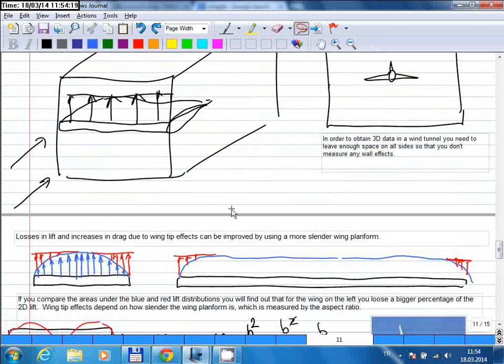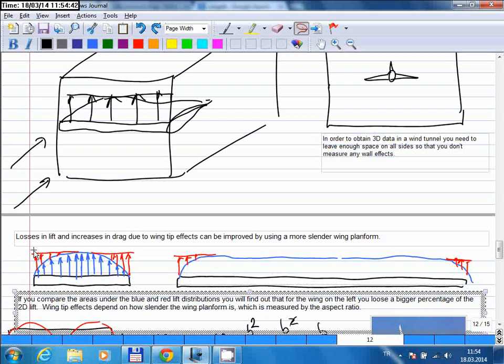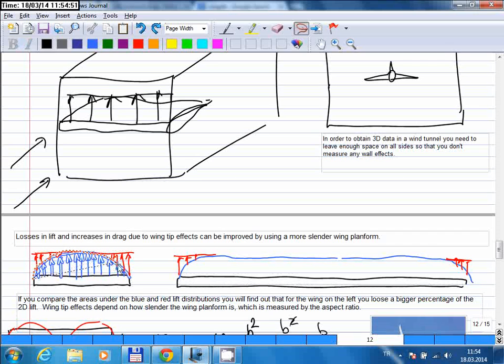Okay, now let's take a look at how we can make the three-dimensional wing effects better, because they are clearly something that we don't want, because they decrease the performance. They cause the lift force to go down and drag force to increase. And if you compare these two wings here, the red distribution is the distribution of an ideal two-dimensional wing, where you have the same lift force everywhere. The blue one is the distribution of the actual wing.